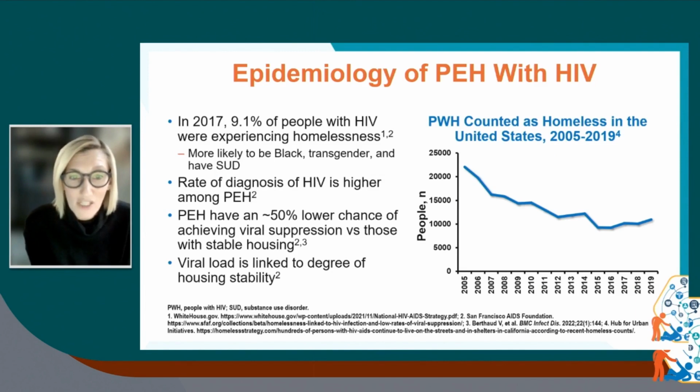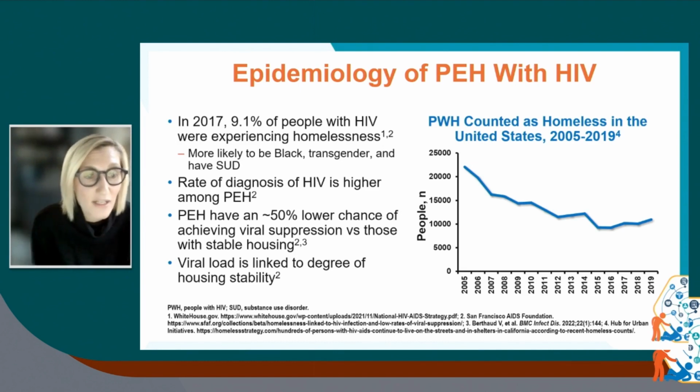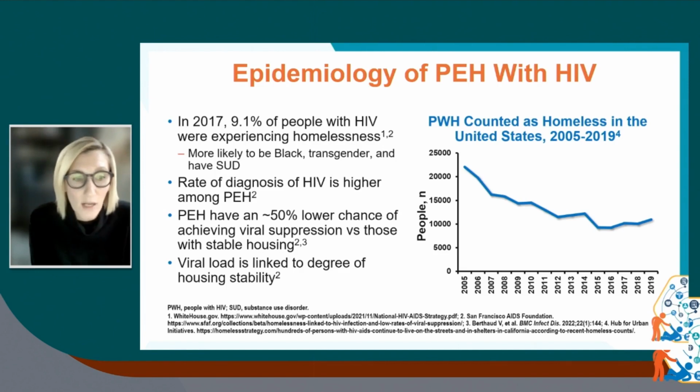Moving on to the epidemiology of HIV among people experiencing homelessness. In 2017, 9.1% of people with HIV were experiencing homelessness. And those individuals were more likely to be Black or brown, transgender, and also have a substance use disorder diagnosis. The rate of diagnosis of HIV is higher among people experiencing homelessness. Yet, people experiencing homelessness have about a 50% lower chance of achieving HIV viral suppression versus those with stable housing. And there have been studies that showed that viral load is linked to the degree of housing stability.